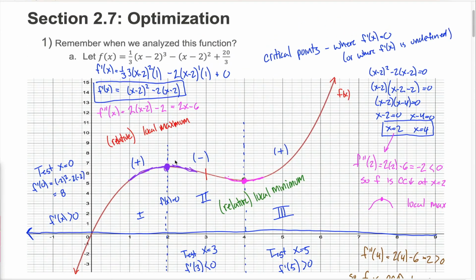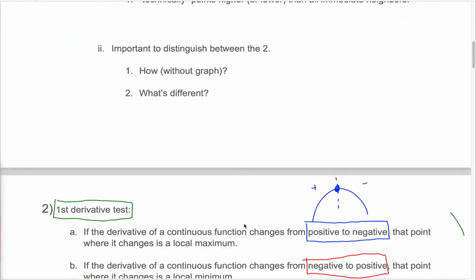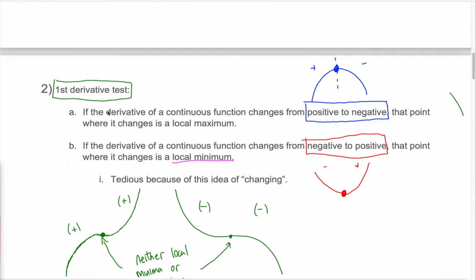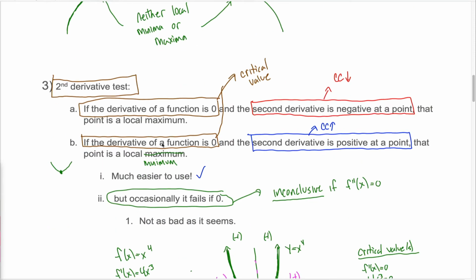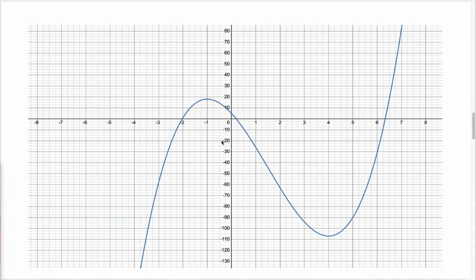In the last video, we learned how to classify critical values as either a local maximum or a local minimum, two different ways, using what's referred to as the first derivative test and using what's called the second derivative test. That's the topic for this section, and that's what I want to show examples of in this video.